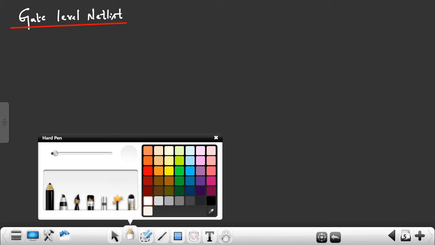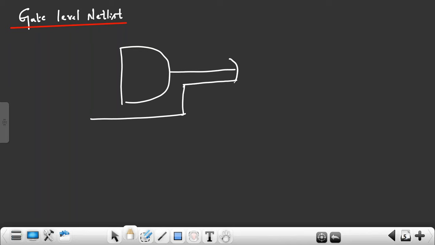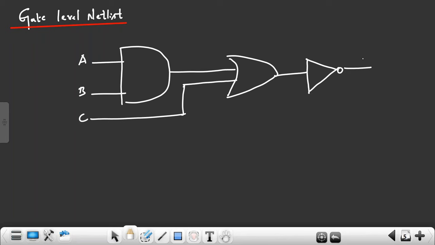Okay, you take here, you have one AND gate. This AND gate is connected to one OR gate. That is connecting to one inverter. So you have these three gates in your design. For simplicity, assume that these three gates are connecting to A port, B port, C port and the output is connecting to D port.